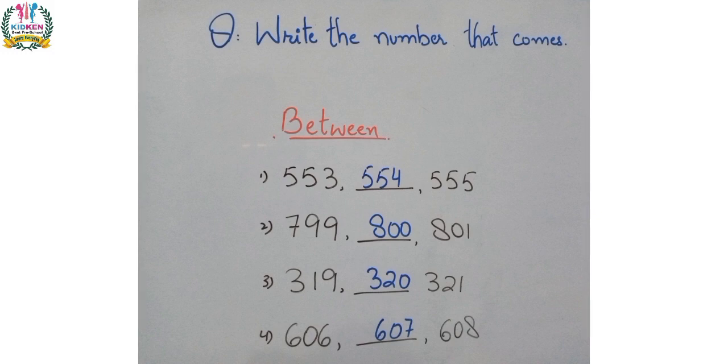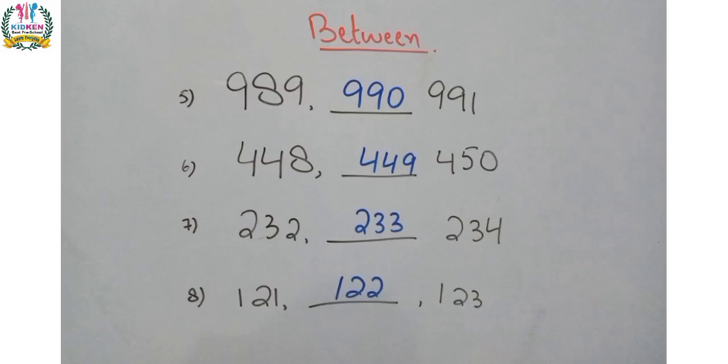Next part of this question, 606 dash 609. So we have the answer 607 and 608. Next part of this question, 989 dash 991. Again we can simply write the before number of 991 or the after number of 989. So we have the answer 990.